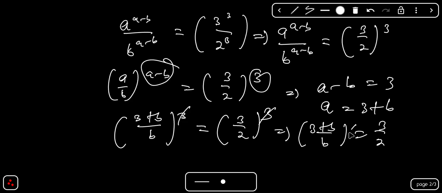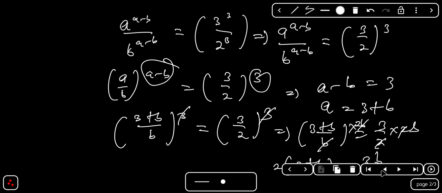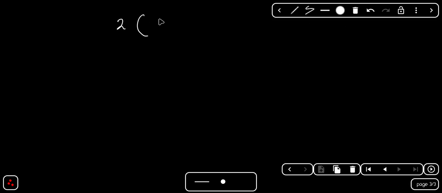So now let's multiply both sides by 2b, okay? So b we cancel out b here, 2 we cancel out 2 here. So what you have now is 2 into 3 plus b, which is equal to 3 multiplied by b, that will give us 3b. Then you open this bracket. So if we open the bracket, we are going to have 2 into 3 plus b equals 3b.